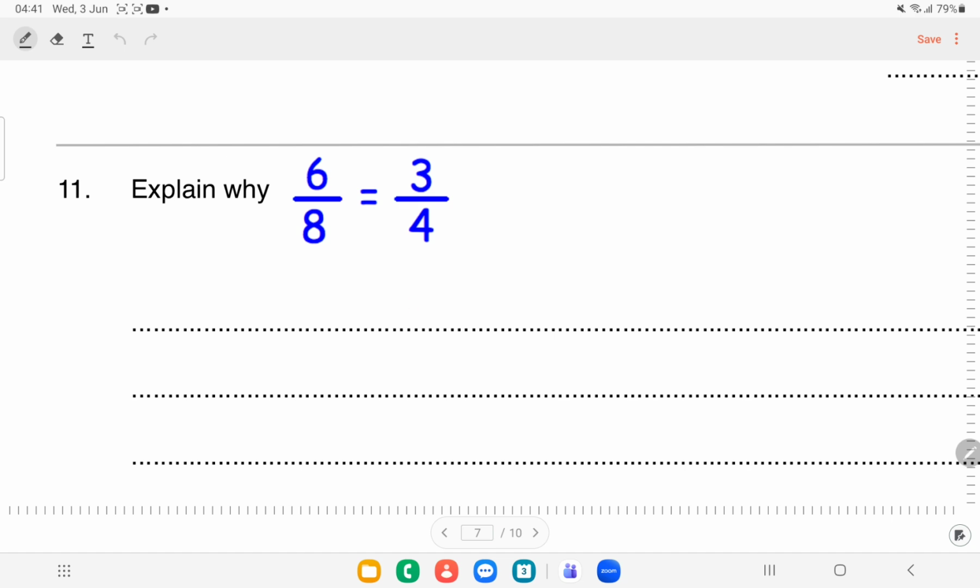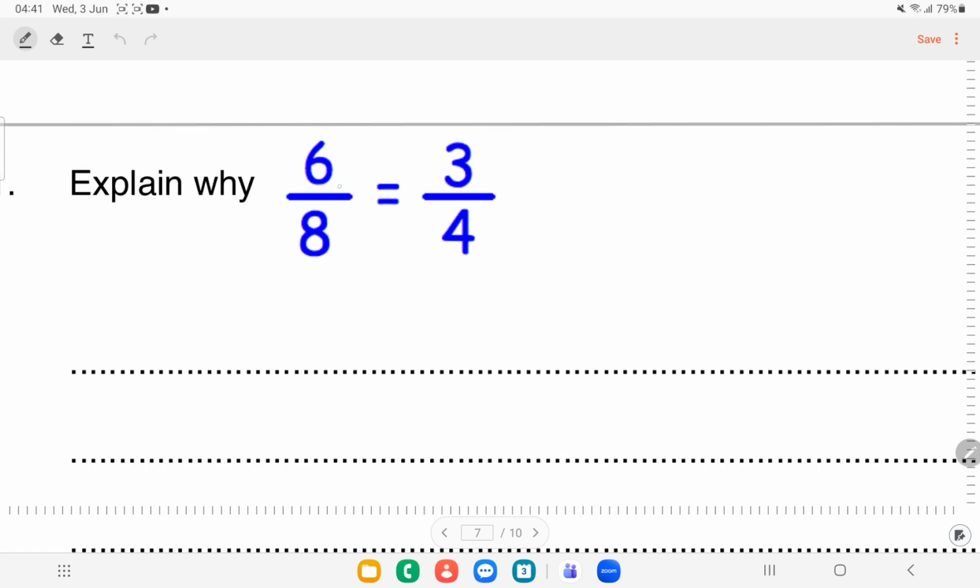Look at this question. Why are these two fractions equivalent or equal? Because if I simplify this first fraction by 2, because both are even numbers, it is possible to solve it by 2, because 2 3s are 6 and 2 4s are 8. Then you can see both sides are equal.